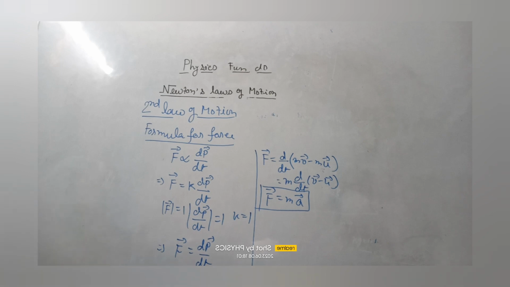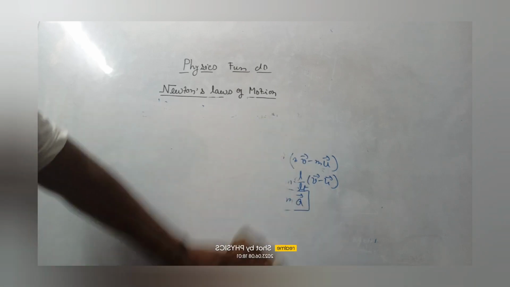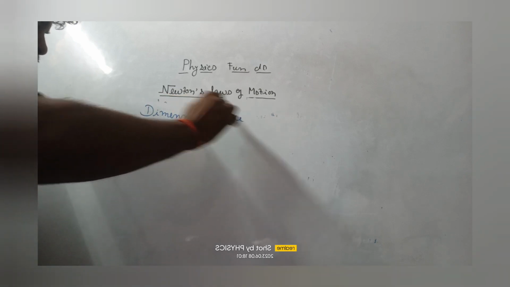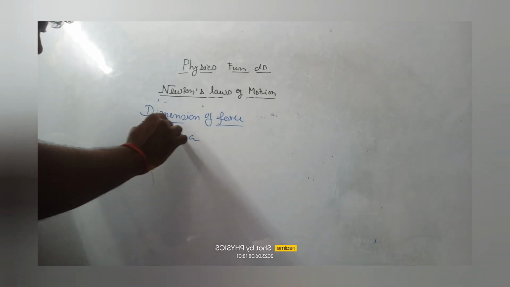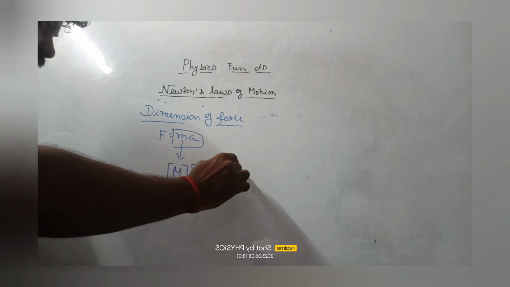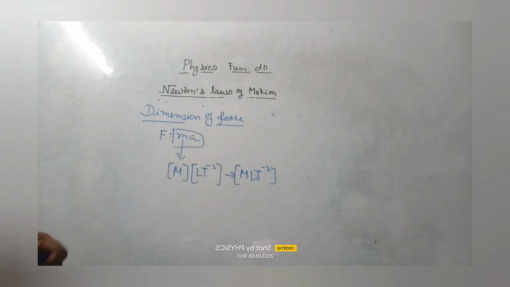Now first we discuss the dimension of force. F is equal to m into a. The dimension of mass is M, and acceleration is L T to the power minus 2. That is M L T to the power minus 2, which is the dimensional formula of force.